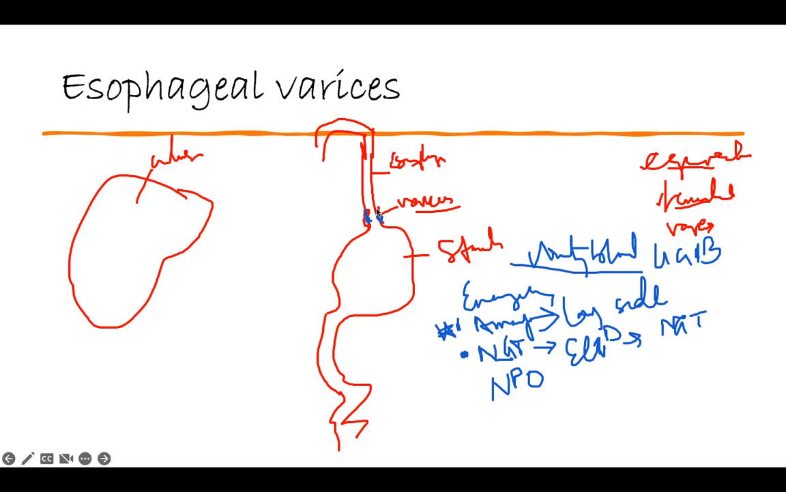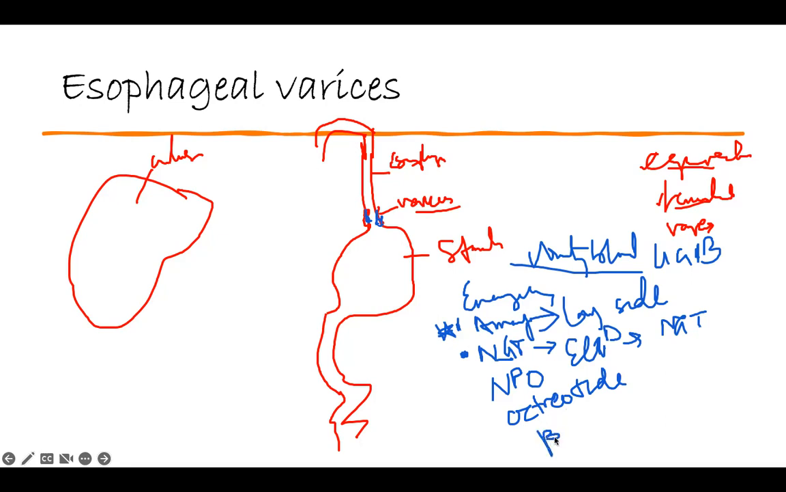Because of the bleeding, you need to decrease blood flow through the vessels. So we have this medication called octreotide. It is a splanchnic vasoconstrictor. Basically it decreases blood flow through the GI tract, and that decreases blood pressure in the varices. So that will slow down the bleeding.